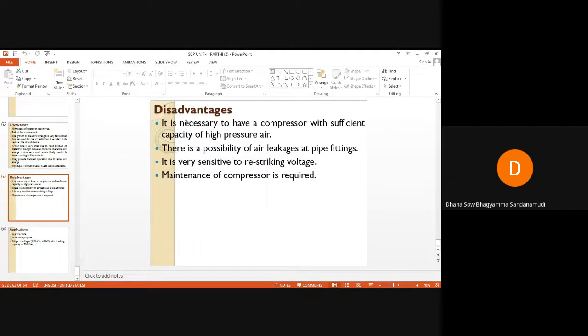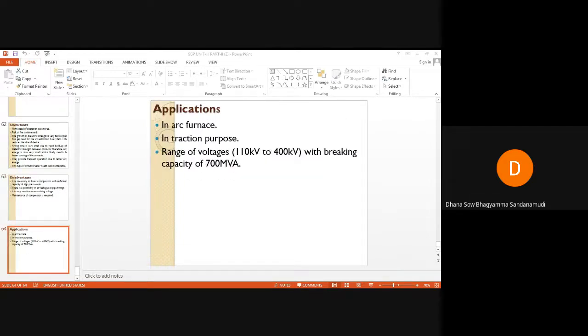The disadvantages are: it is necessary to have a compressor with sufficient capacity of high pressure air. There is possibility of air leakage at pipe fittings. It is very sensitive to restriking voltage. Maintenance of the compressor is required.